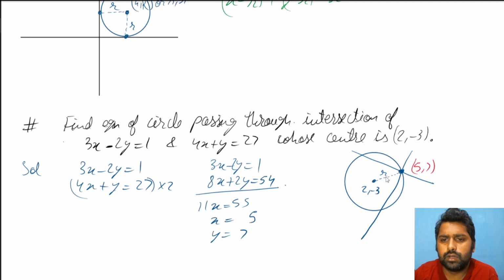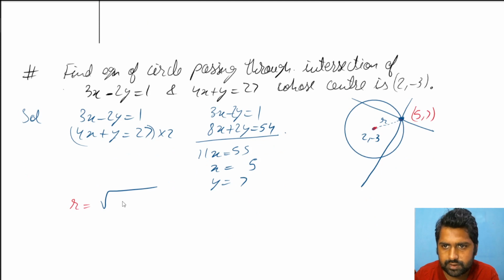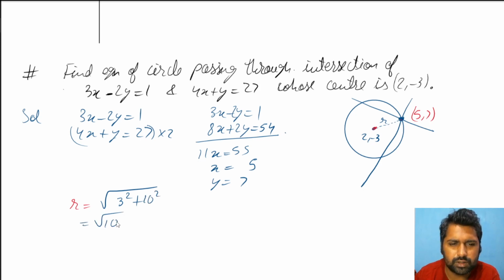Okay, we know this point, we know this point. We can calculate the radius using distance formula. So radius is square root of x2 minus x1 whole square plus y2 minus y1 whole square. So 5 minus 2, that's 3 square, and 7 minus 3, that's 10 square. So it's coming square root of 109.